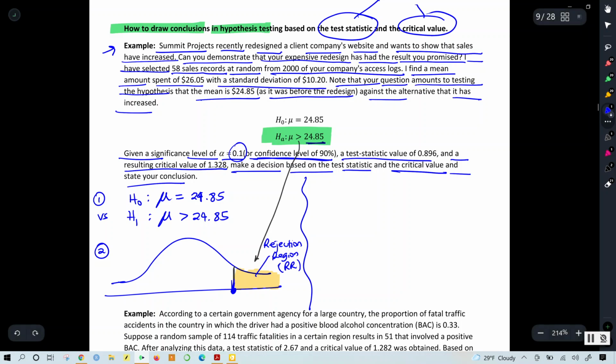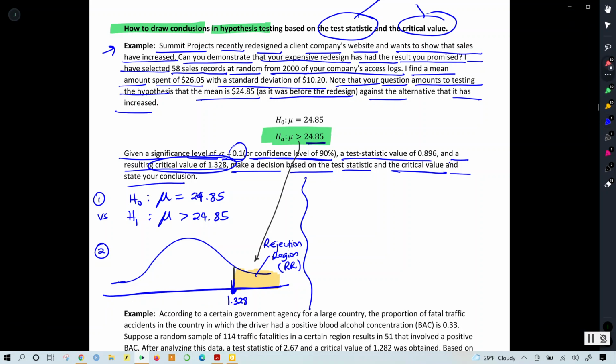There is a point here at which we cut off that value. So that values above it fall in the rejection region and values below it fall in the non-rejection region or the acceptance region. So as it stands, this value right here that cuts off the rejection region is the critical value. So what is the critical value in this case? It is 1.328. So on the number line, 1.328 is right here.